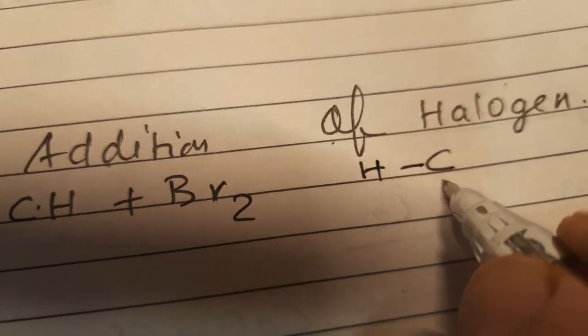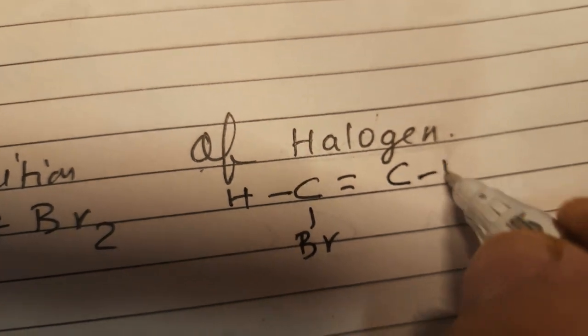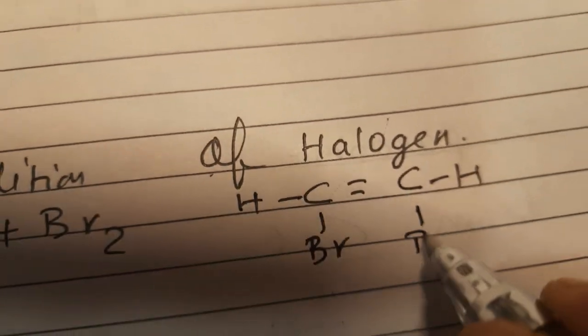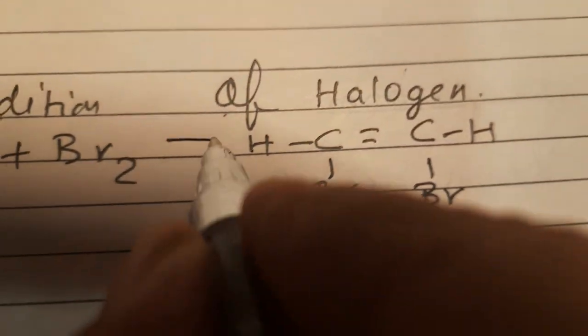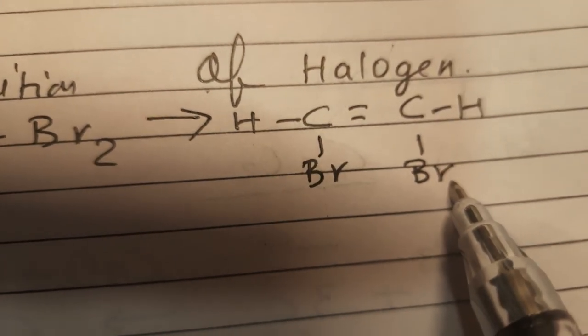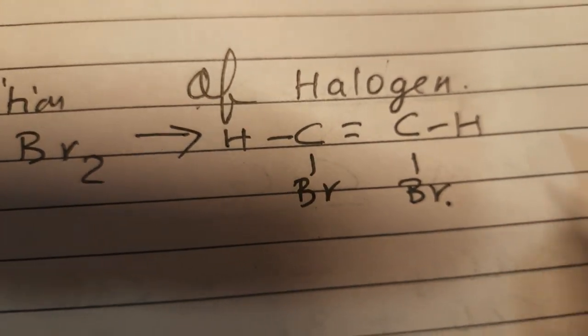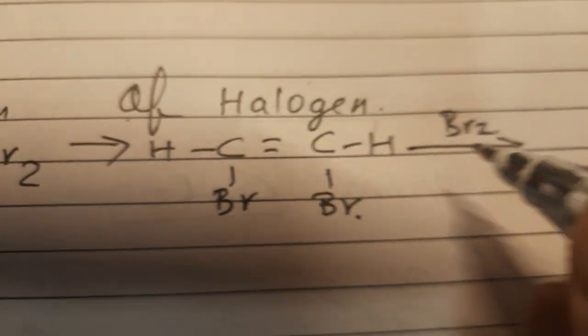H is already there, Br double bond C, H is already there, Br. So it will form 1,2-dibromoethene. Can you see, children? 1,2-dibromoethene. Again, if Br2 is added, then what will form?